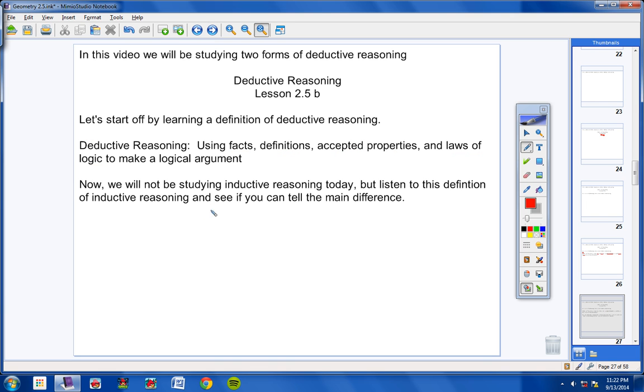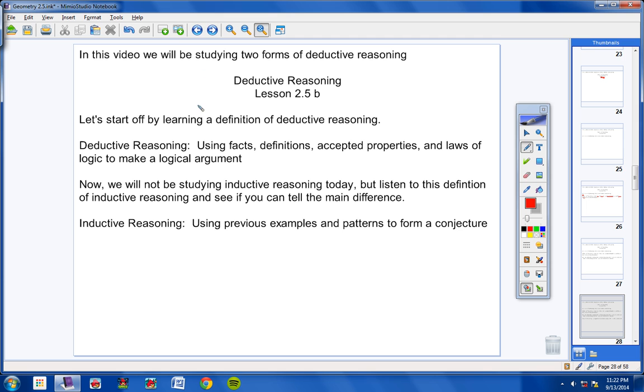Now, we will not be studying inductive reasoning today, but listen to this definition of inductive reasoning and see if you can tell the main difference between inductive reasoning and deductive reasoning. Don't write this down. You're not responsible for this. Inductive reasoning is using previous examples and patterns to form a conjecture. Now, watch carefully, please, students. We're using patterns, we're using previous examples, and we're making a conjecture.